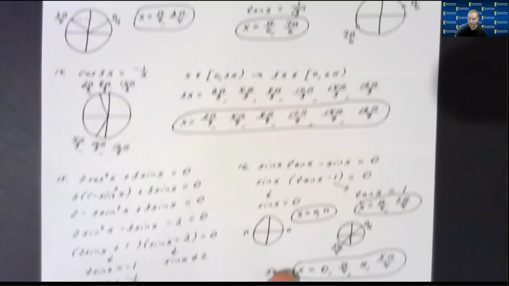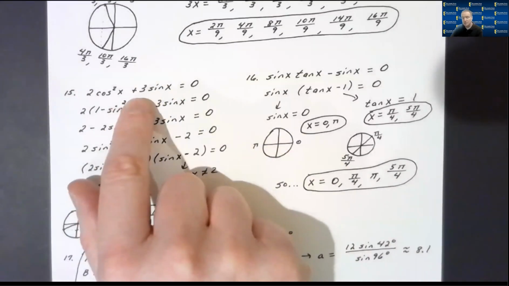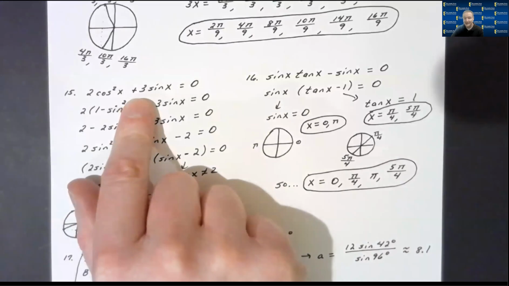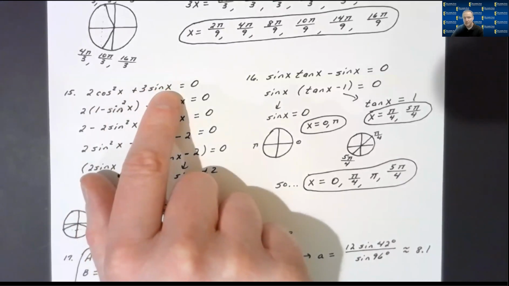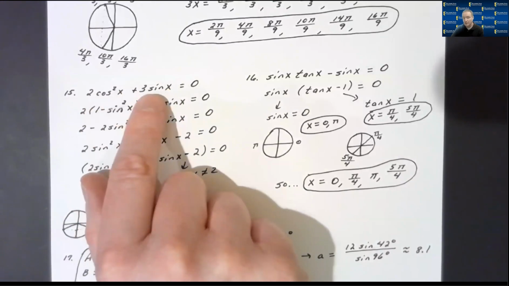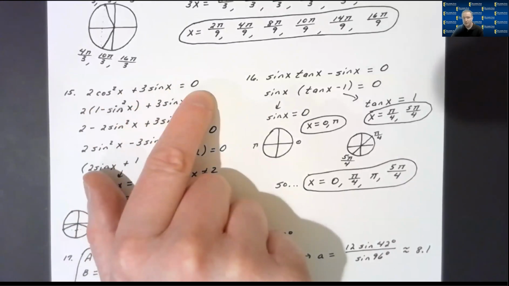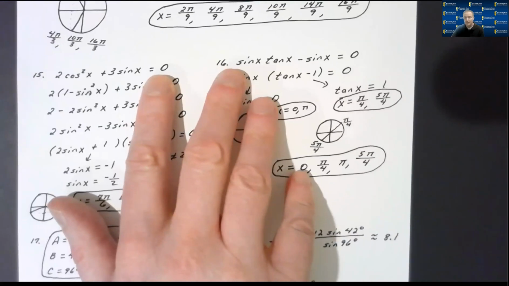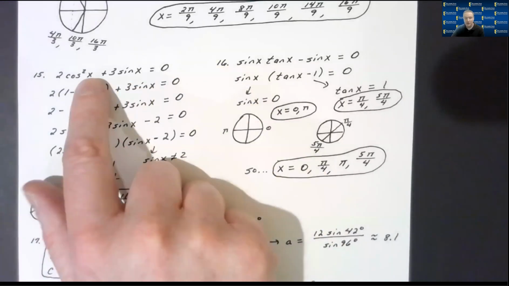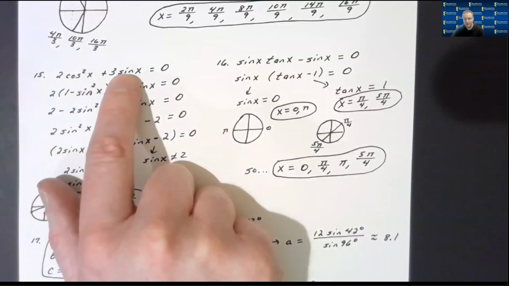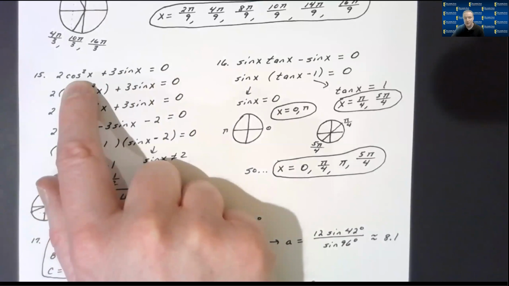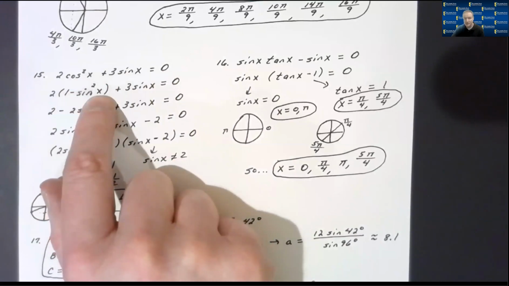Now in number 15, you'll be forced to use one of your Pythagorean identities to put it all in terms of one trig function. So if I give you 2 cosine squared x plus 3 sine of x is equal to 0, you're supposed to understand from the very beginning of this problem that you can't work it in its current format. You need to get it all in terms of the same trig function. Well, I know that cosine squared is equal to 1 minus sine squared.